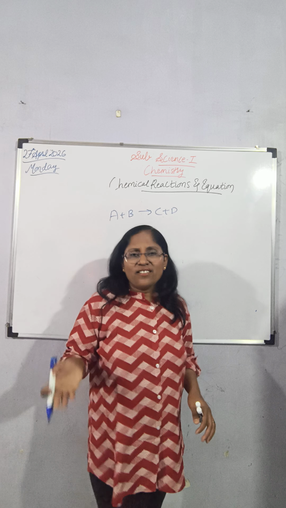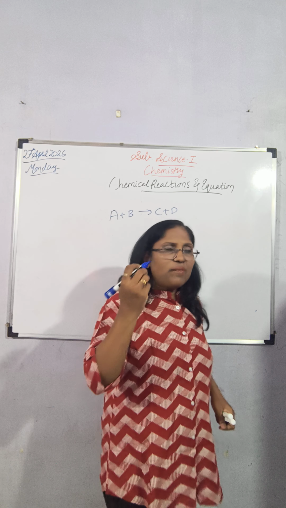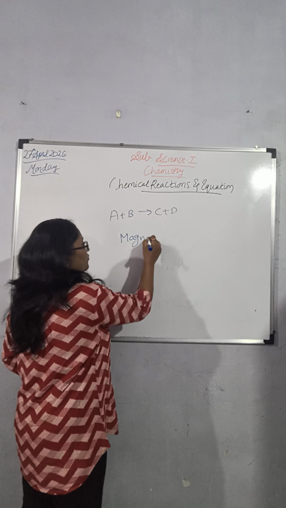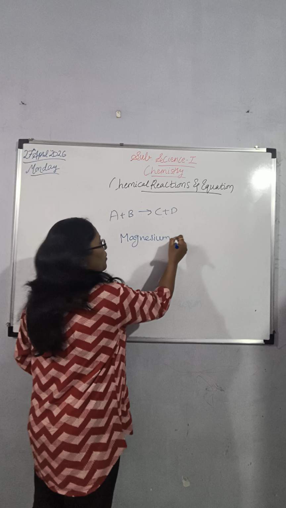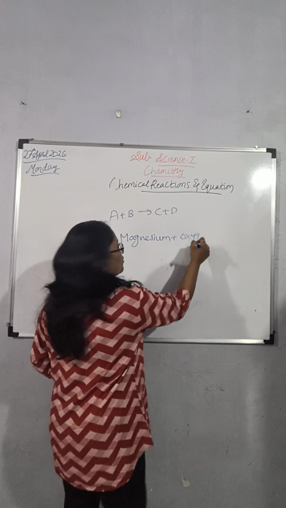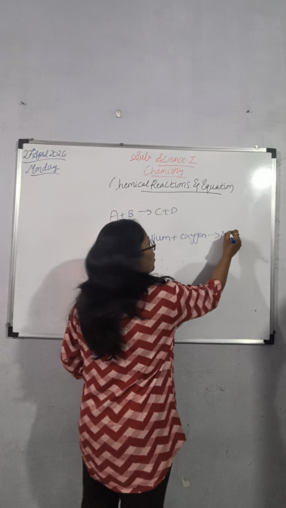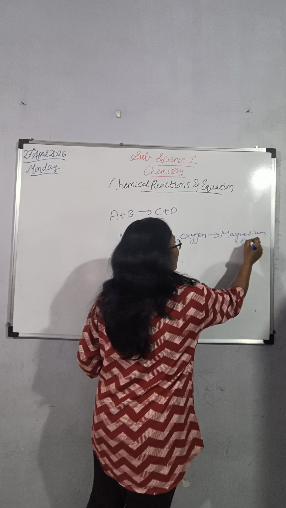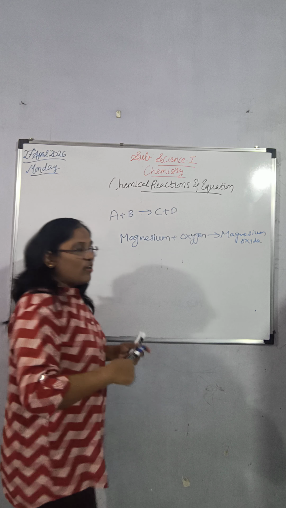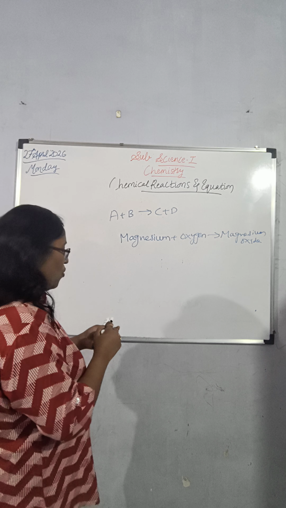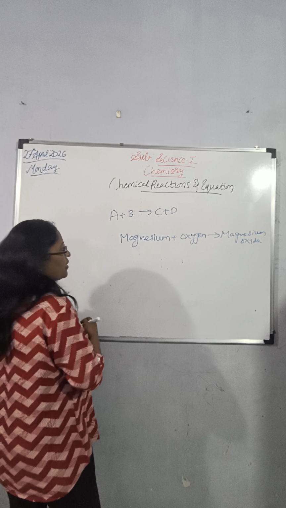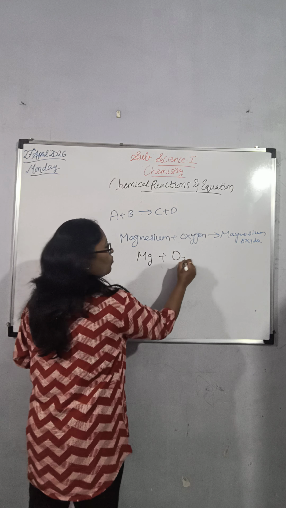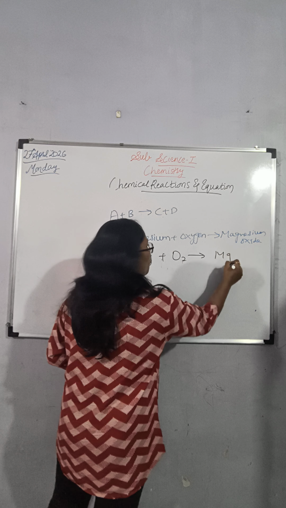Okay, or that reaction may not happen. Simple example, I'll just tell you. Magnesium plus oxygen gives us what? Magnesium oxide. Now if you know the symbol of magnesium, what is the symbol of magnesium? It is Mg. Oxygen is O2, giving magnesium oxide.